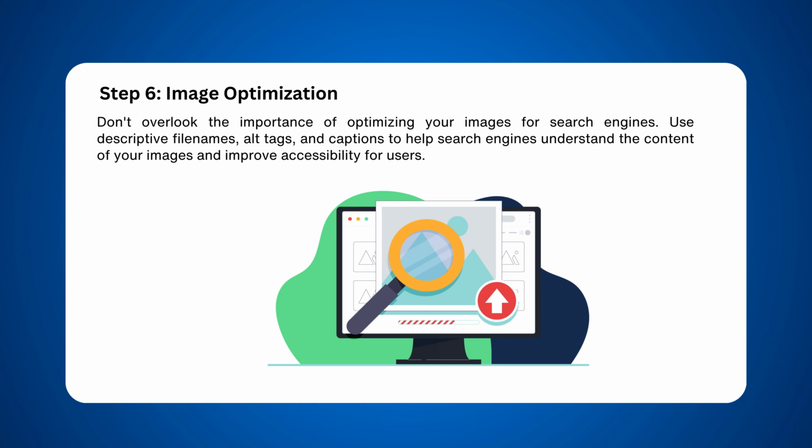Step 6. Image optimization. Don't overlook the importance of optimizing your images for search engines. Use descriptive file names, alt tags, and captions to help search engines understand the content of your images and improve accessibility for users.